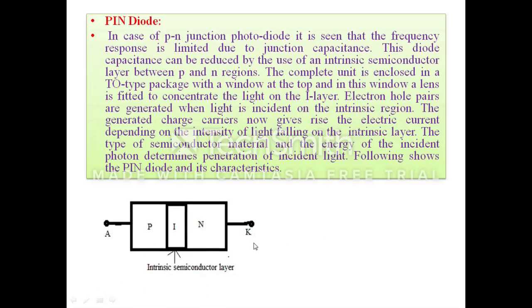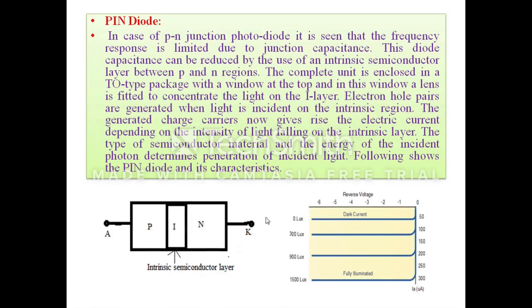This figure shows the constructional schematic view of a PIN diode. So this I layer is introduced between the P-type and N-type semiconductor materials. When light falls on the intrinsic layer, what happens? Electrons in the covalent bonds of crystal atoms in the I layer absorb a sufficient amount of energy from light and escape from the covalent bond.